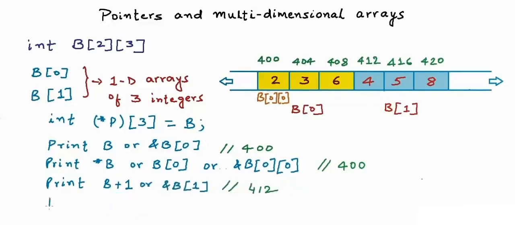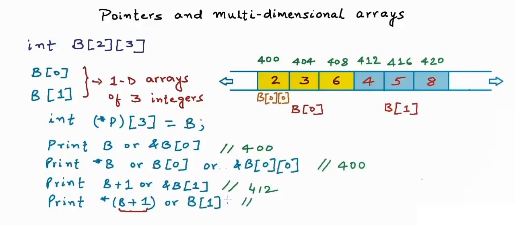Okay, now what if I print asterisk of b plus 1? When we put an asterisk sign, when we try to dereference, this is when the type of pointer becomes important. b is a pointer to a one-dimensional array of 3 integers. So b plus 1 is also a pointer to a one-dimensional array of 3 integers. And when we dereference, we will get this whole one-dimensional array of 3 integers starting at address 412. Asterisk of b plus 1 is the same as b1. So we will get b1.